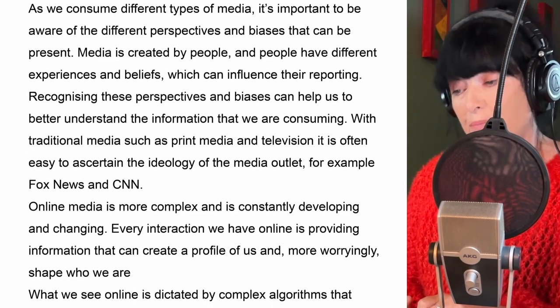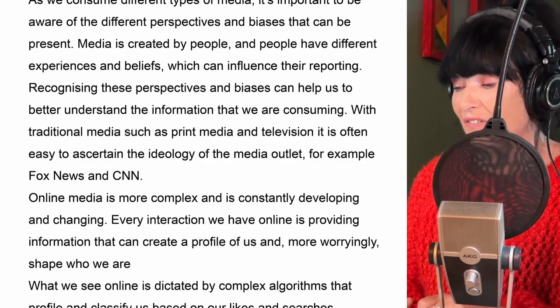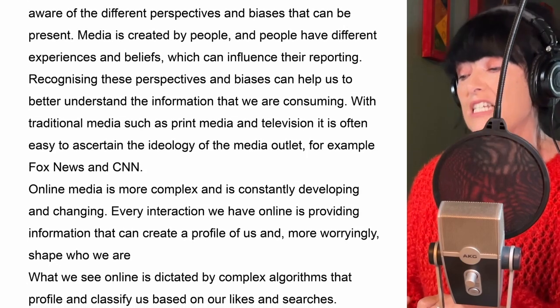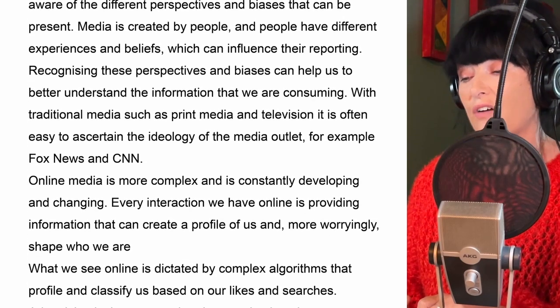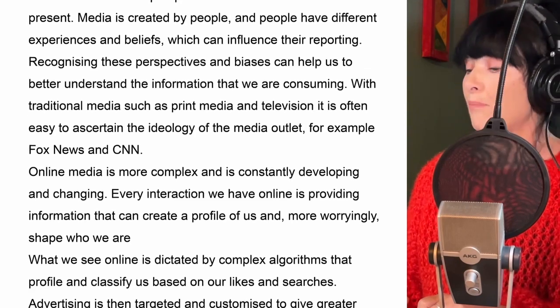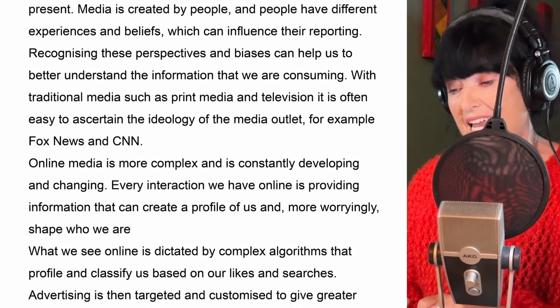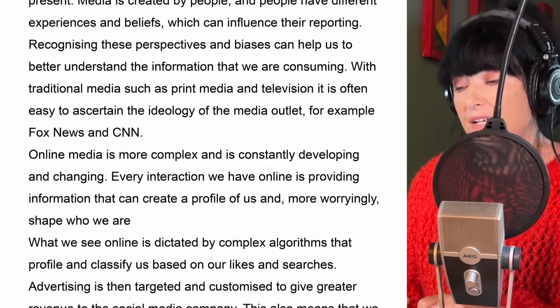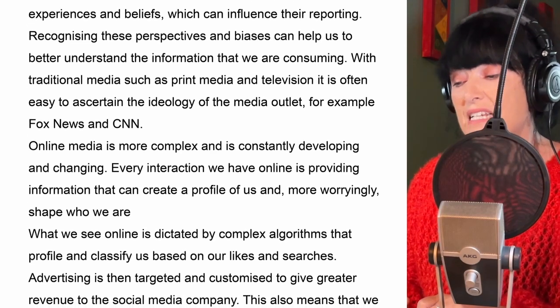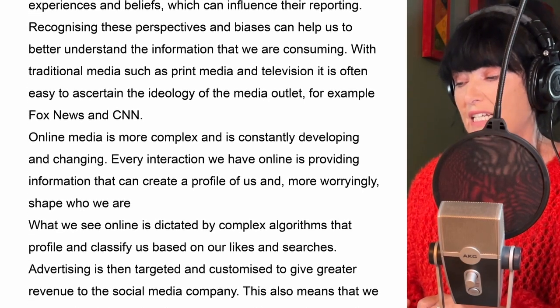With traditional media, such as print media and television, it is often easy to ascertain the ideology of the media outlet, for example, Fox News and CNN. Online media is more complex and is constantly developing and changing.